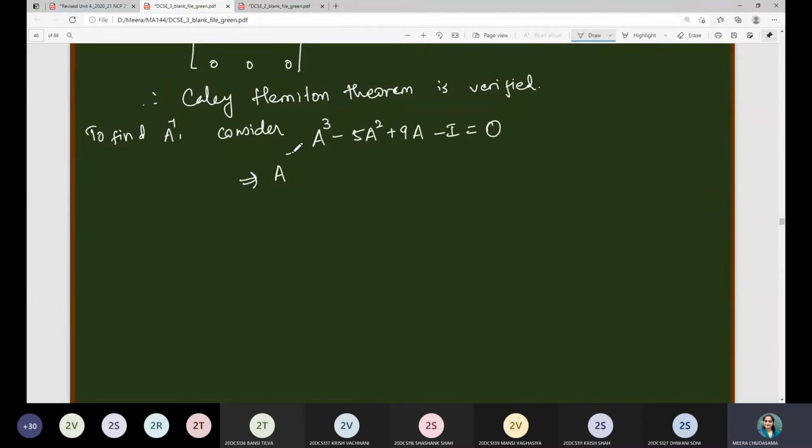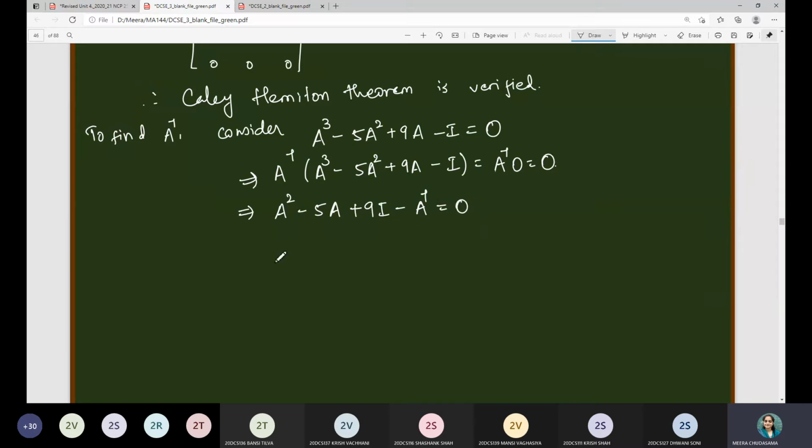So I can write, implies A inverse times (A cube minus 5A square plus 9A minus I) is equal to A inverse into the 0 matrix. Multiplication of the 0 matrix with any matrix will give you the 0 matrix. Now simplifying all the terms, it will be A square minus 5 A inverse into A square, that is A, plus 9A into A inverse. Whenever A inverse into A exists, it will just be the identity matrix, minus A inverse into the identity matrix is A inverse, that is equal to the 0 matrix.